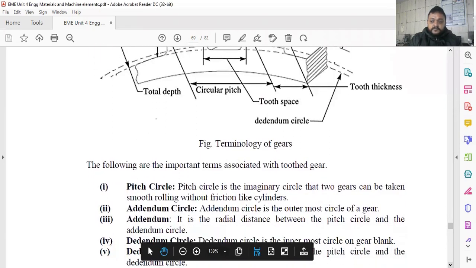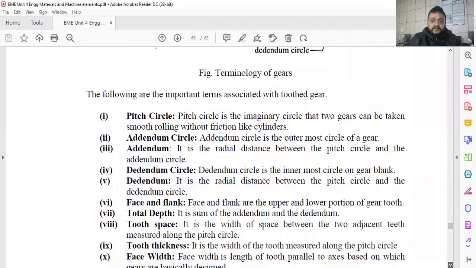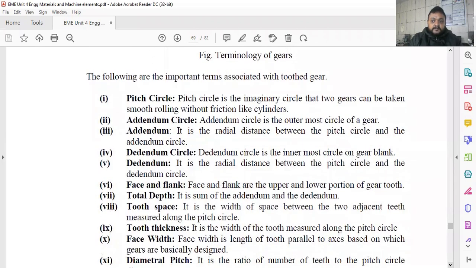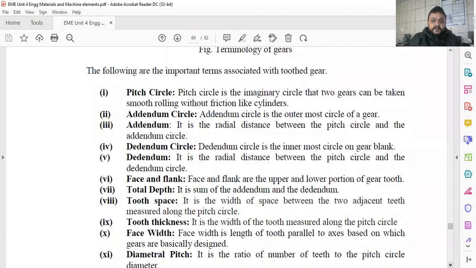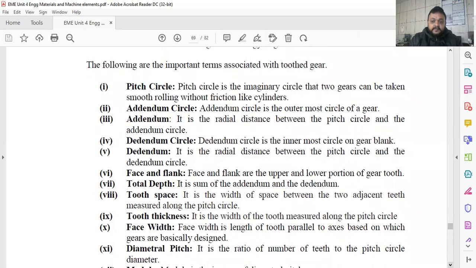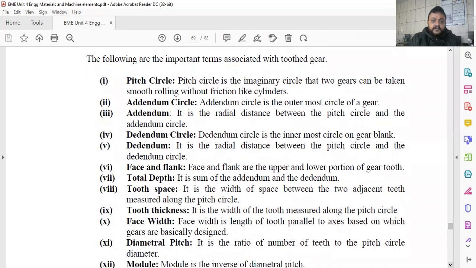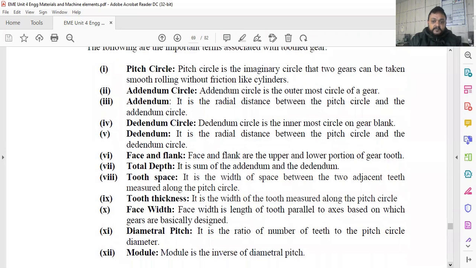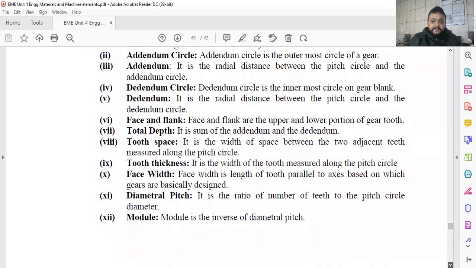Now, some explanation. Pitch circle is the imaginary circle passing through the mating point of the two gears. Addendum circle is the upper side circle. Dedendum circle is the lower circle. Addendum and dedendum are there. Face I have shown you. Total depth I have shown you. Tooth space, you just have to see.